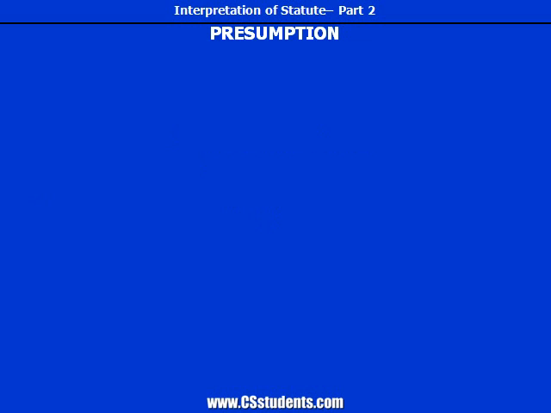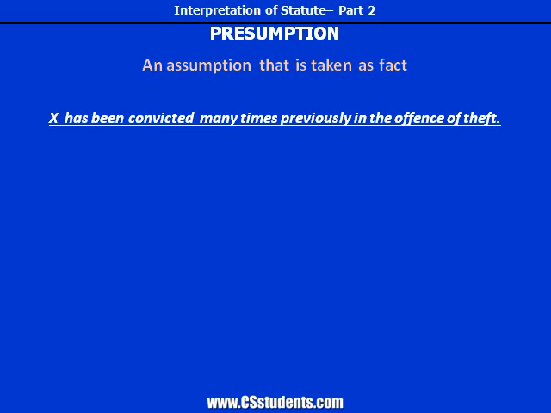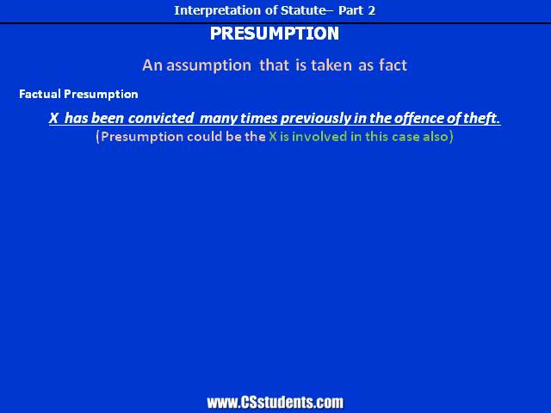Now, we discuss the presumptions and their impact over interpretation of statute. Presumption means an assumption that is taken as fact. For example, X has been convicted many times previously in the offense of theft. Now, he is again accused for some incident of theft, but there are only circumstantial evidences against him. The judge may validly presume that X is involved in this case also because he has a past record. But this is the example of factual presumption, because it is relating to a fact.